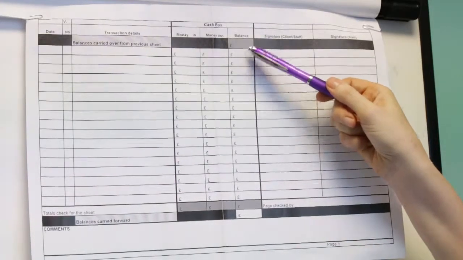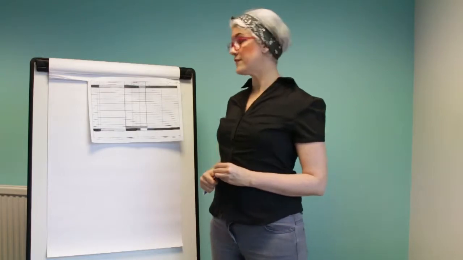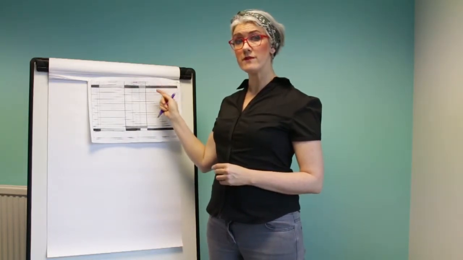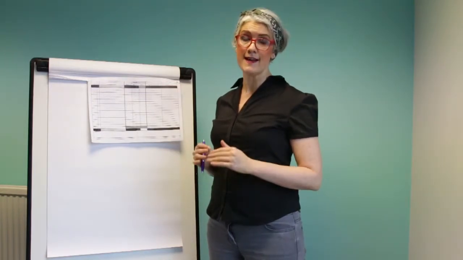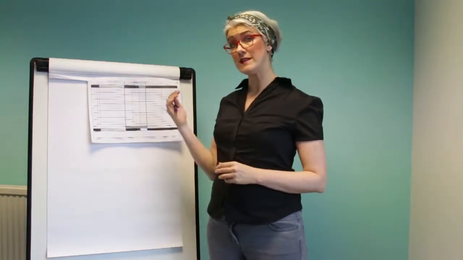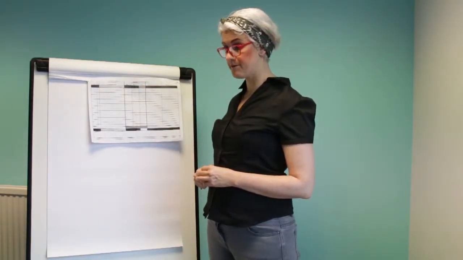You will then record the balance of what is left in the fund after the money has been removed. The balance should reflect what is in the tin or the wallet at all times. So if you're taking £20 out, you'll take £20 off the balance, and that will show what is left in the tin at that time.